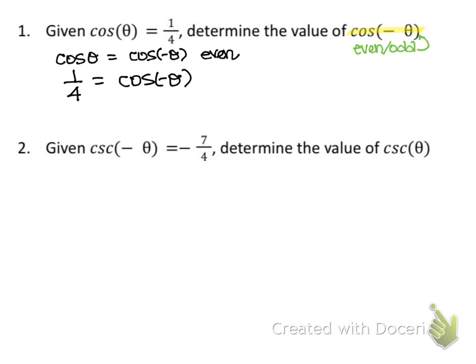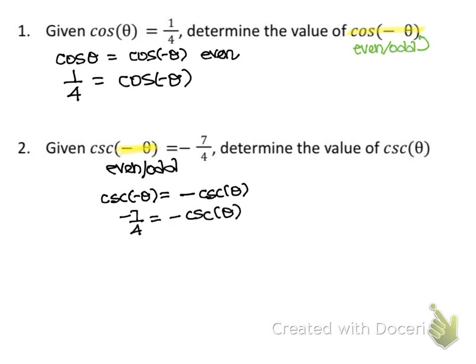Okay, cosecant of negative theta. Okay, with this negative, we're being asked even or odd. That's what this is saying. Well, cosecant is an odd function, which means if you take cosecant of the positive angle, you have to flip the sign on it. So plug in what I know. I was given that this is -7/4, and then divide by that -1, or flip the sign. So this is going to be 7/4, which is equal to cosecant of theta.